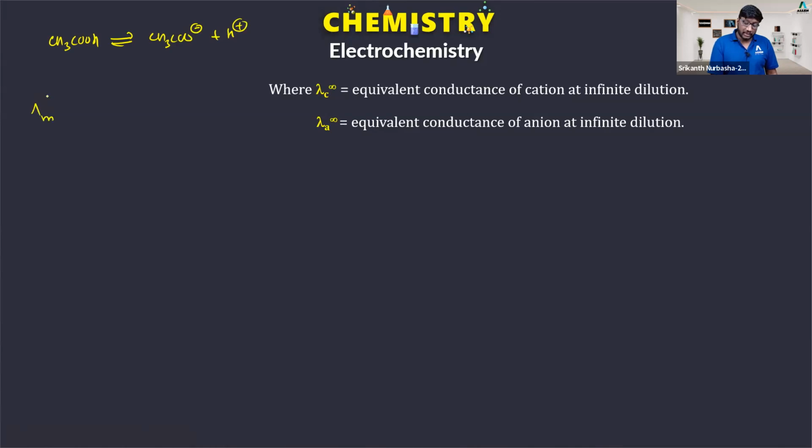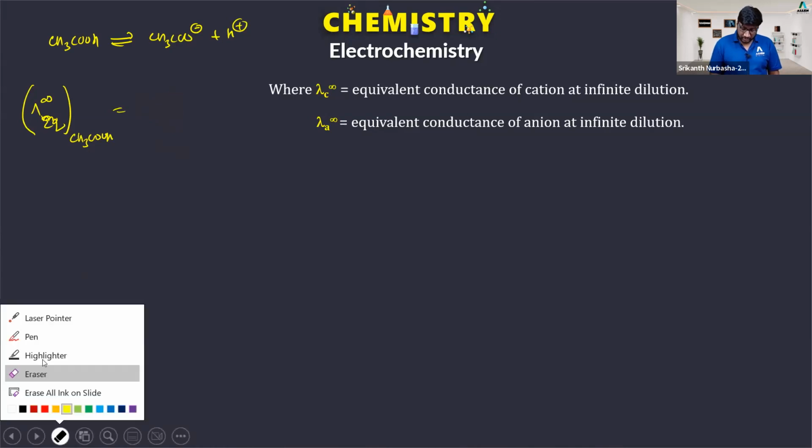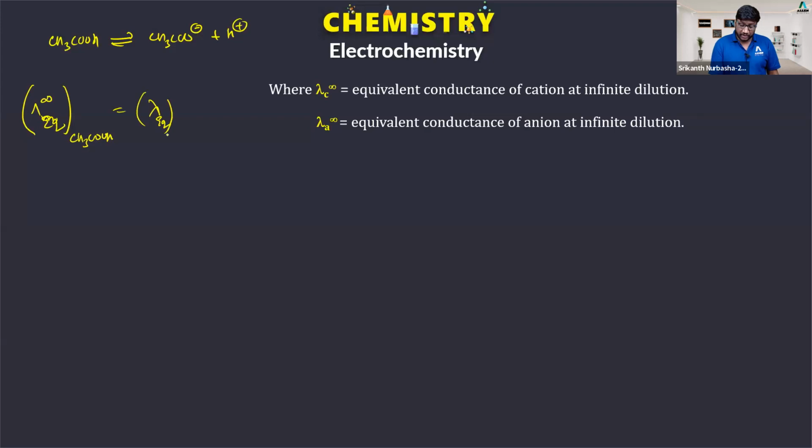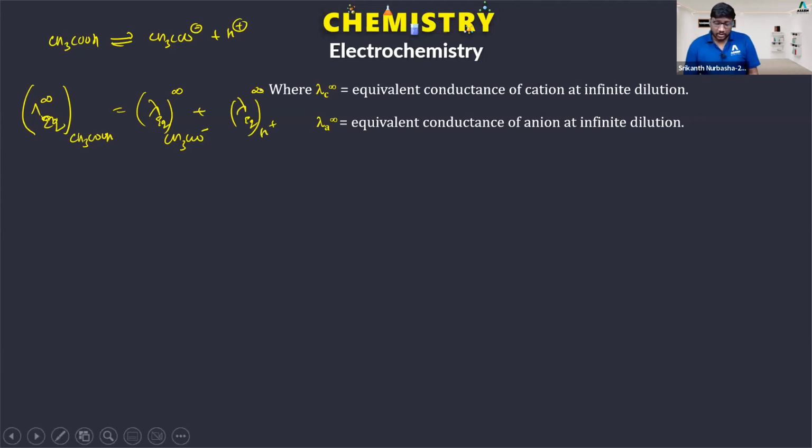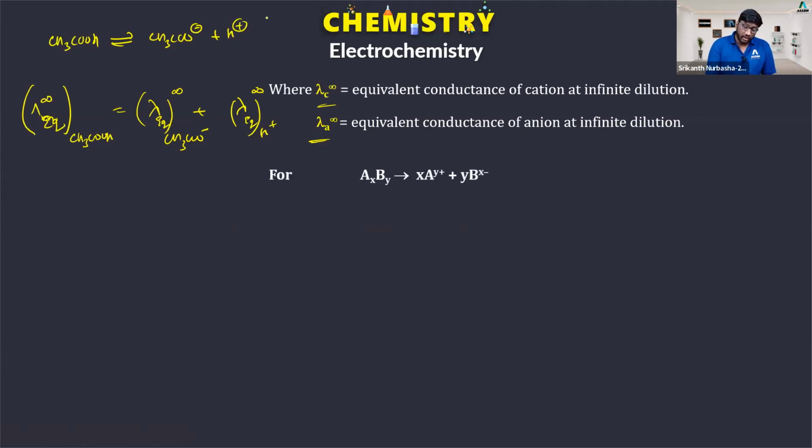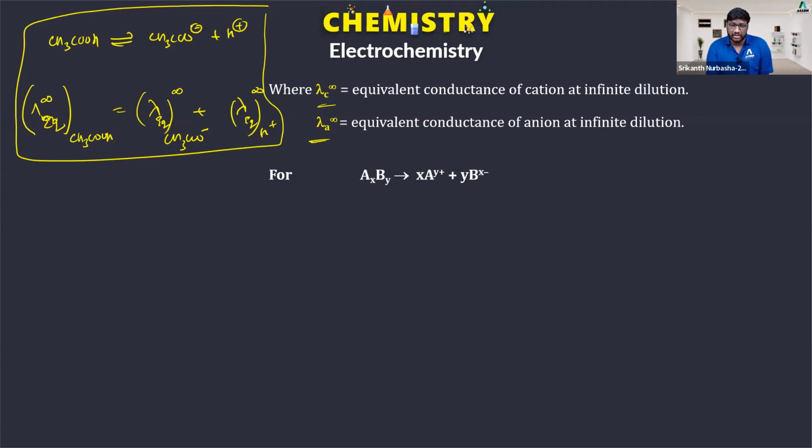So the molar or equivalent conductivity of acetic acid at infinite dilution is equal to the equivalent conductance of the acetate ion plus that of the H plus ion. For ions, you have to use lambda. So lambda equivalent of CH3COO minus at infinite dilution plus lambda equivalent of H plus at infinite dilution. Only when you add the equivalent conductance of the cation and anion at infinite dilution can you say that it is the equivalent conductance of the electrolyte. You should say that 100% dissociation occurred because of infinite dilution.